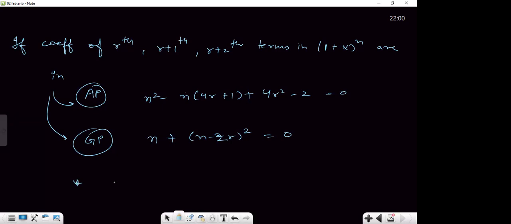One more important thing, that m raised to power n plus (m plus 1) raised to power n is less than (m plus 2) raised to power n for all m, n belonging to natural numbers. So this completes our binomial chapter. Thank you. Good night.